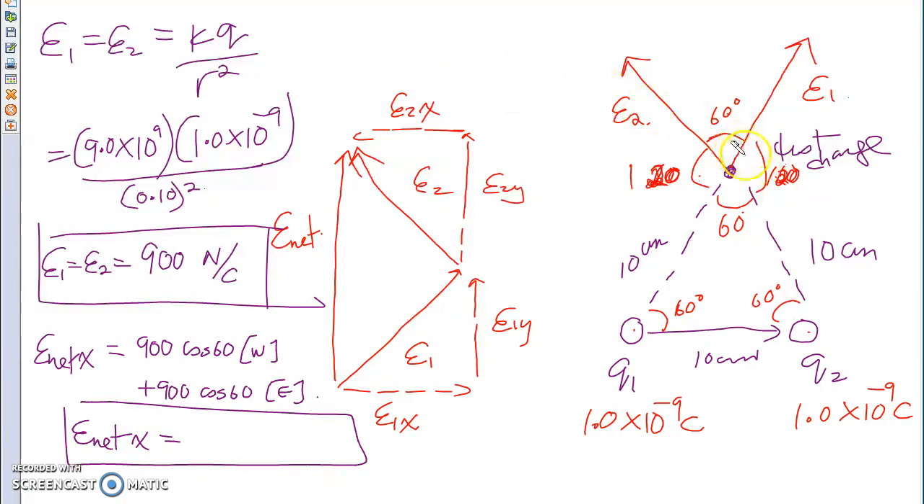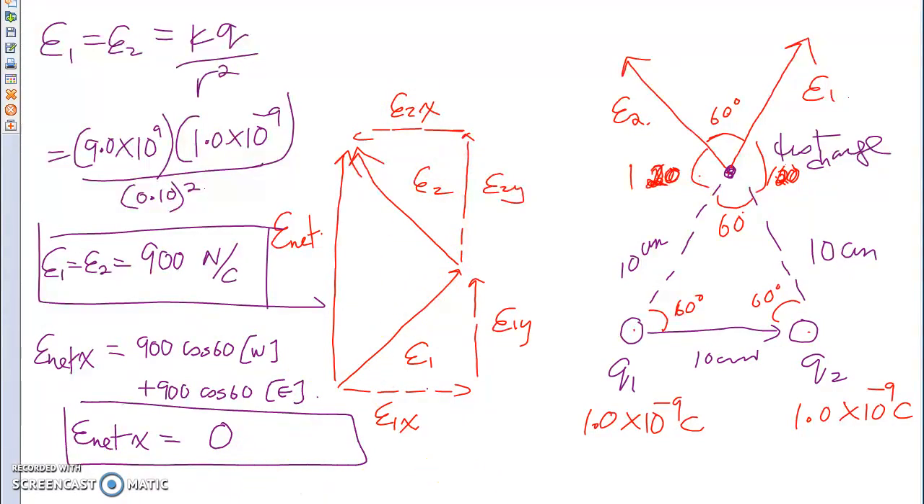Okay. All right, what is this again? It's going to be 0. Yes, they cancel each other out. My x components cancel each other out. Look at it. They're exactly the same value, so therefore this and this will cancel each other out.